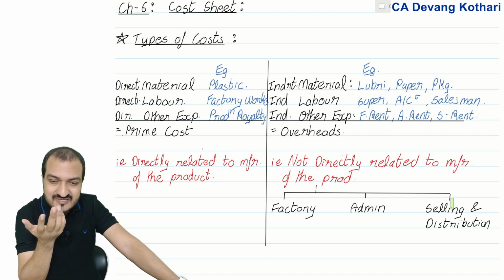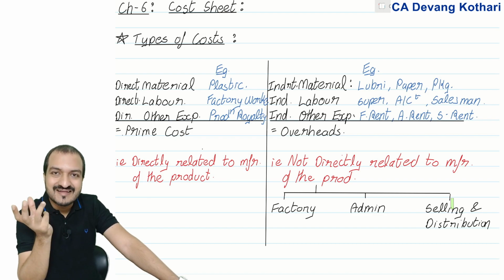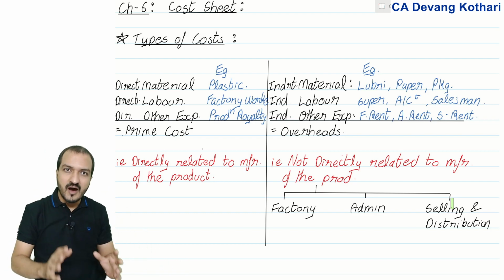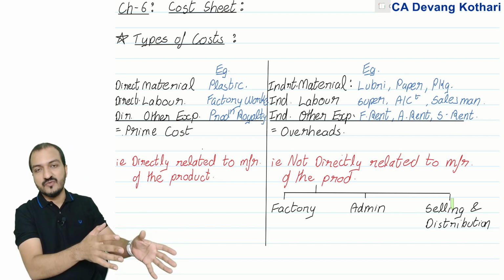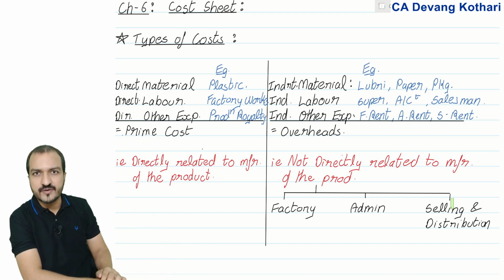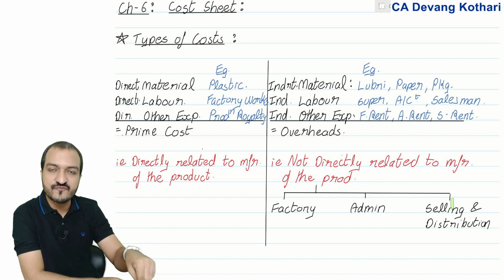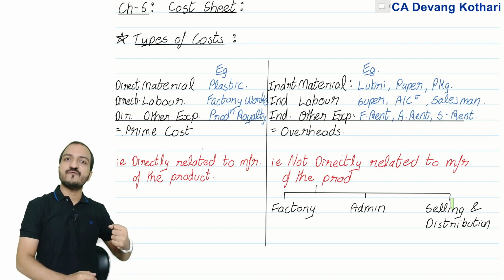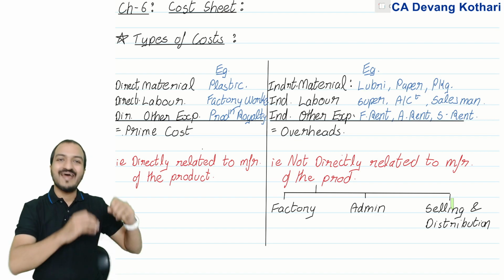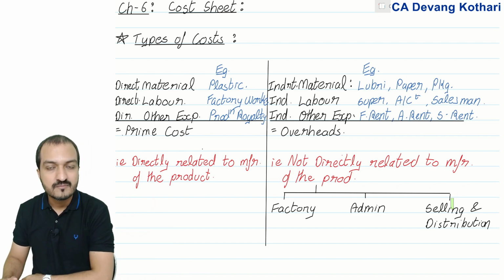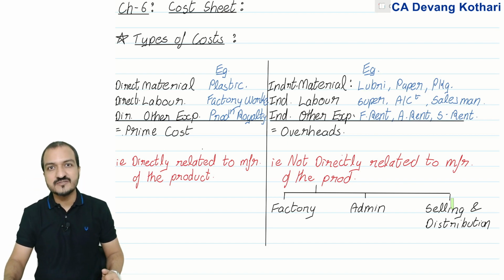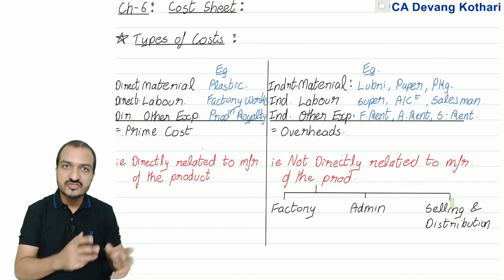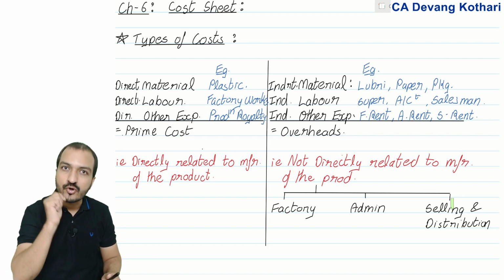Well, the answer is not so simple. It depends on where that security guard is located. If the security guard is at the factory gate, then the wages of that security guard will become factory overheads. If that same security guard is shifted to the admin office, standing at the door of the admin office, then his salary will become admin overheads. And if that security guard is at the showroom, then his salary will become selling and distribution overheads. You need to understand the nature of the cost, where it is located.